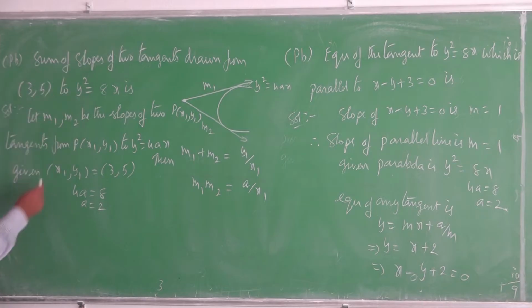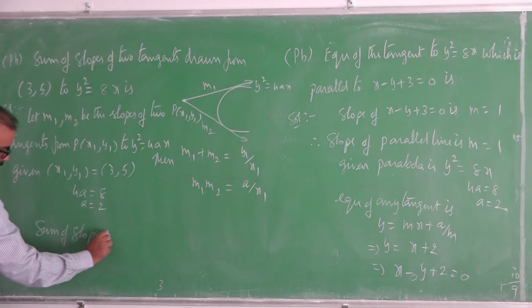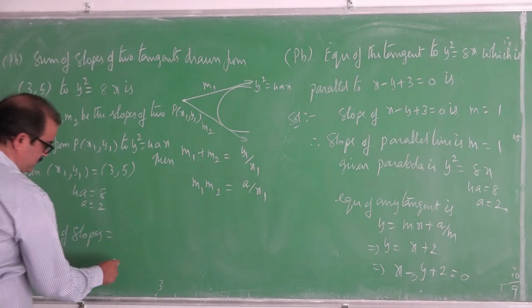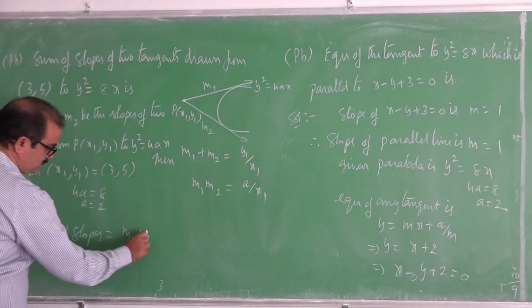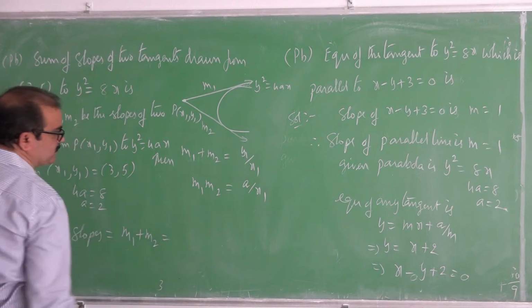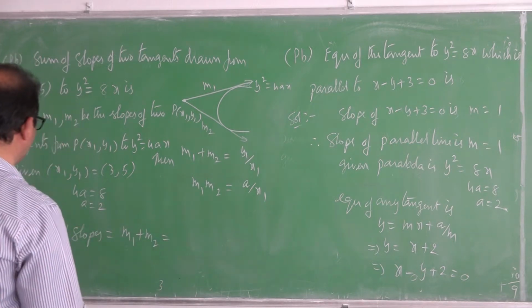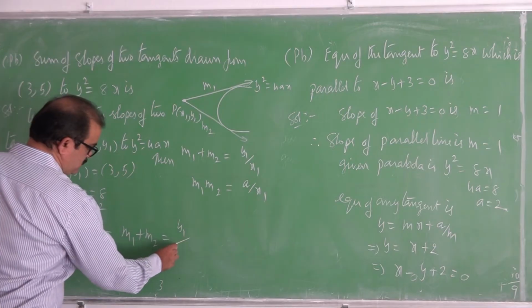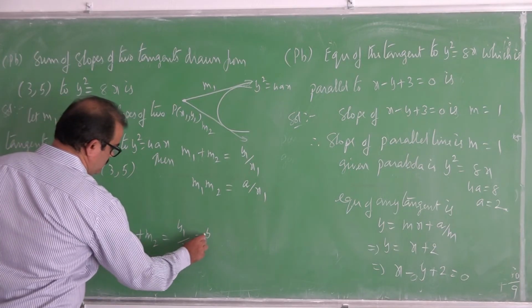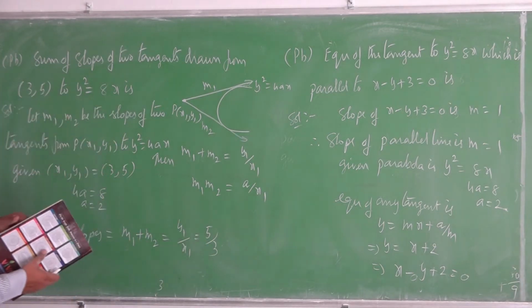Here, sum of the slopes. What is the formula to find the sum of the slopes? m1 plus m2 is equal to y1 by x1, which is 5 by 3.